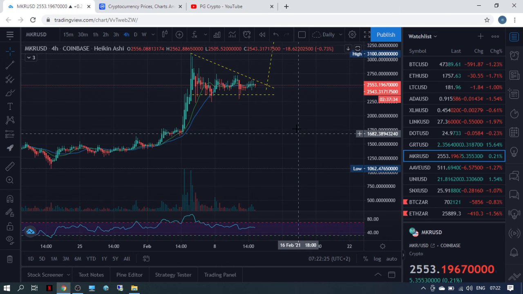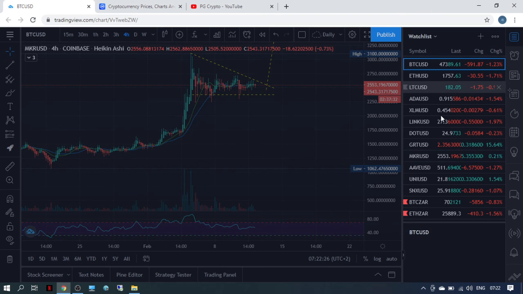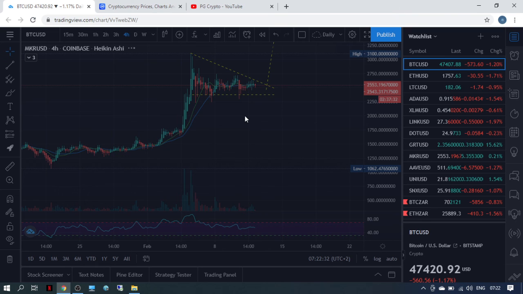making some moves. Alright, just to wrap up, let's have a look at BTC USD and see what this price action is doing on the 4-hour chart before we do go ahead and wrap up.